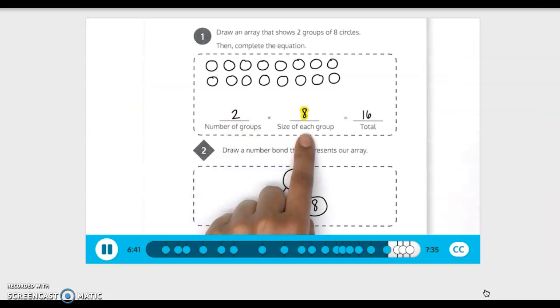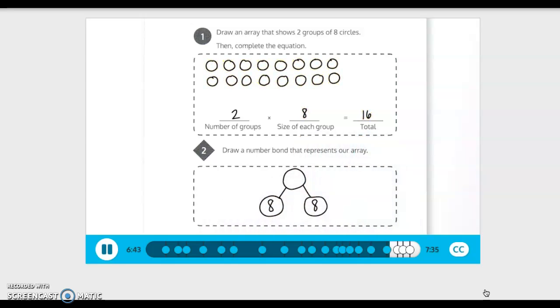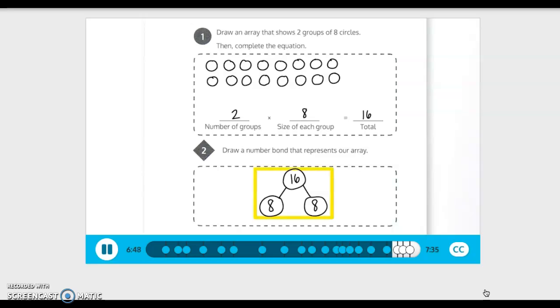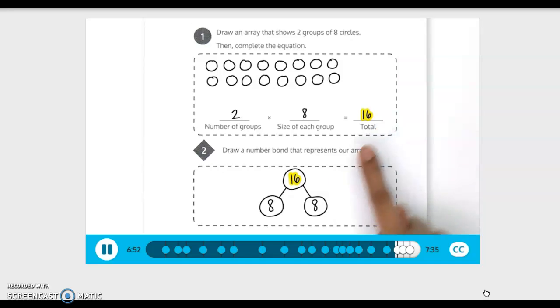2 groups of 8 is 16. So 16 is our total. Our number bond is complete. The product in our equation matches the total in our number bond. Check your work.